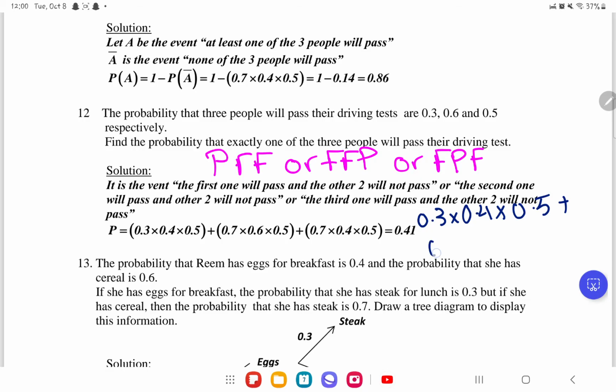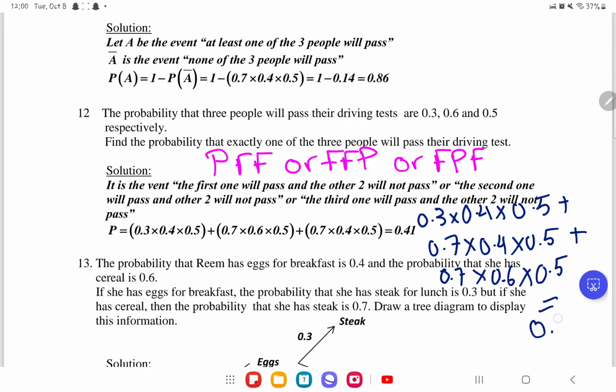If the first one failed, the probability is 0.7. If the second one failed, the probability is 0.4. If the third one passes, then the probability is 0.5. Or the first one failed, probability is 0.7. Second one passes, probability 0.6. And finally, the third one failed, probability is 0.5. If you do it all on your calculator, you are going to get 0.41.